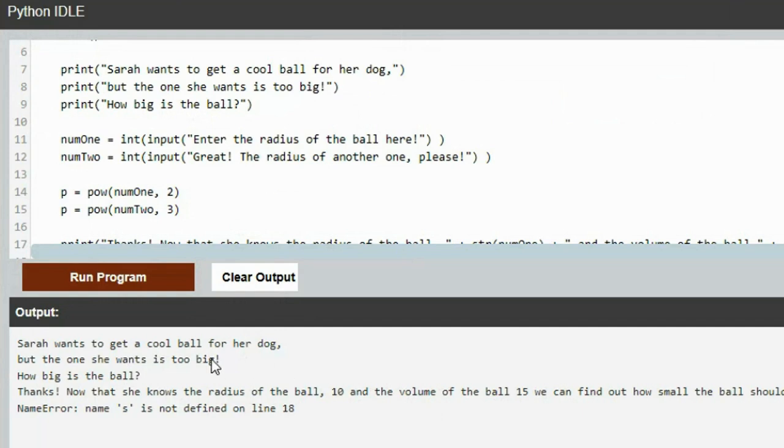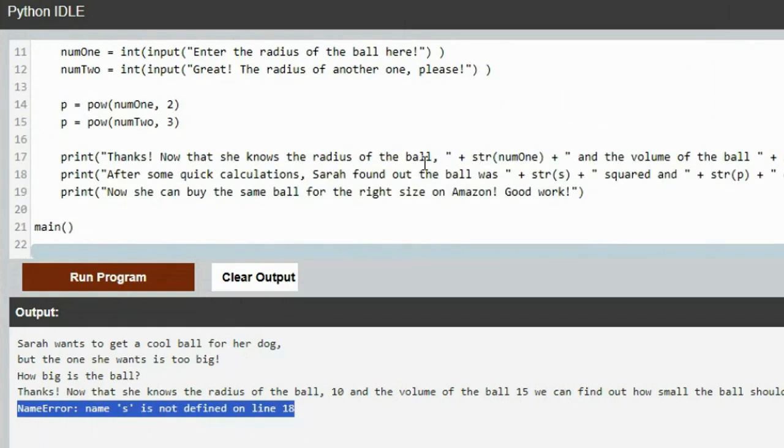So I'm not sure. Is this supposed to be two different balls, or is this supposed to be the radius and the volume of one ball? So I'm not really sure. This is name error. Name S is not defined on line 18. So line 18's got an error.